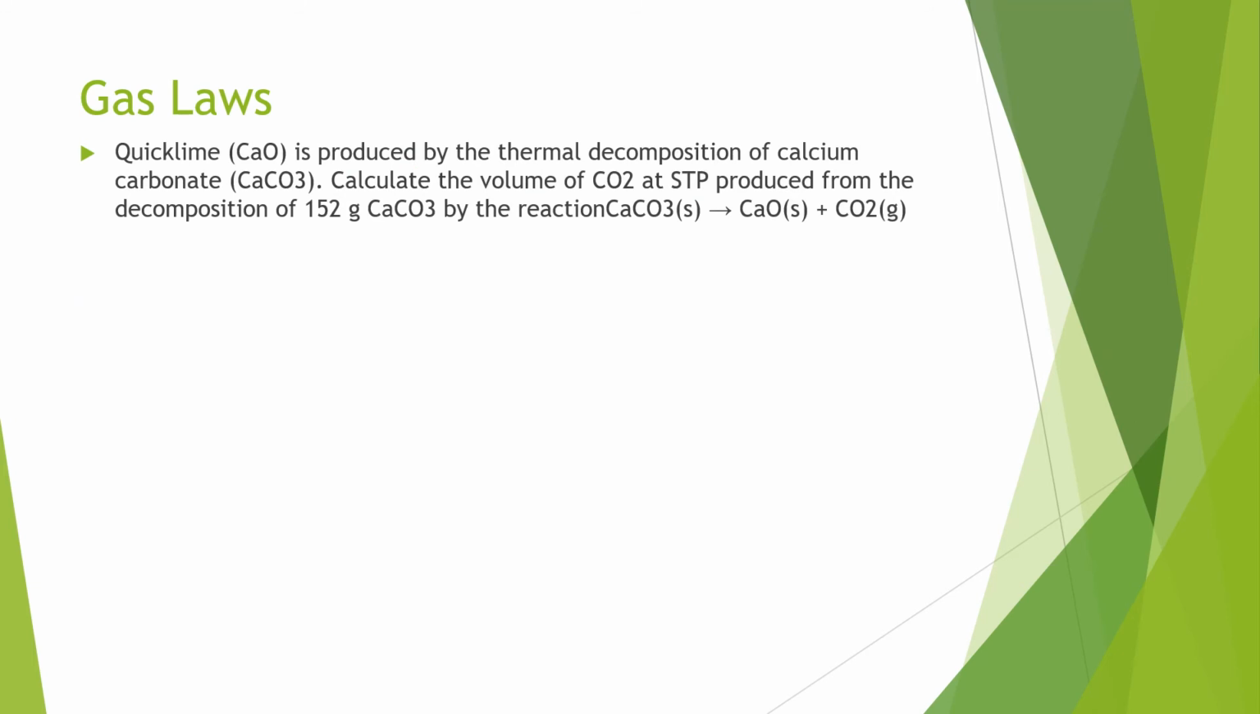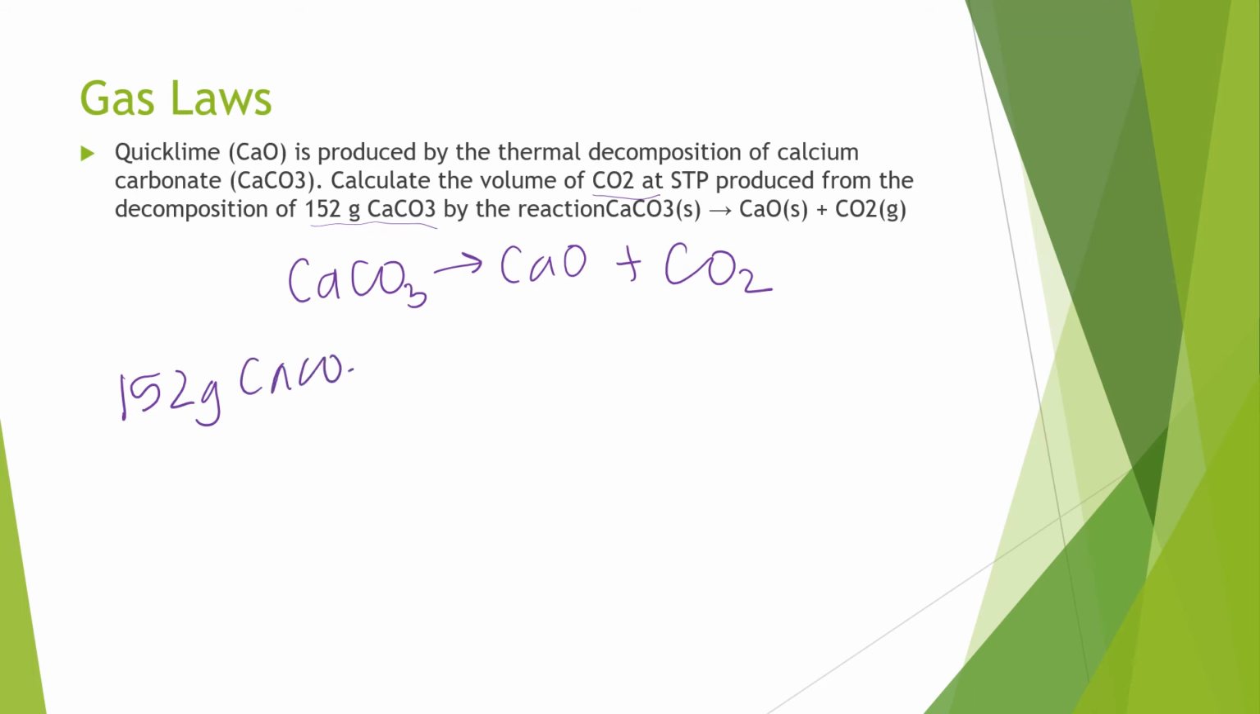All right, last gas law practice, we have a little bit of stoichiometry here, everybody's favorite. So we're producing calcium oxide by decomposing calcium carbonate. Calculate the volume of carbon dioxide produced from the decomposition of 152 grams of calcium carbonate. The first thing I'm going to do is make sure I have a balanced chemical reaction. And I do have a balanced reaction, so I don't need any coefficients. I know that I'm starting with 152 grams of calcium carbonate, but it wants to know the volume of carbon dioxide.